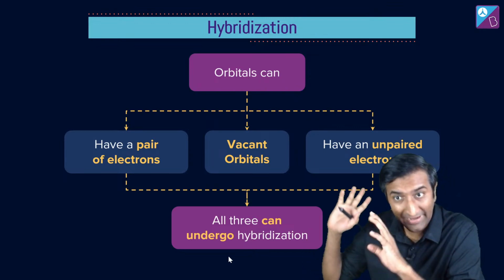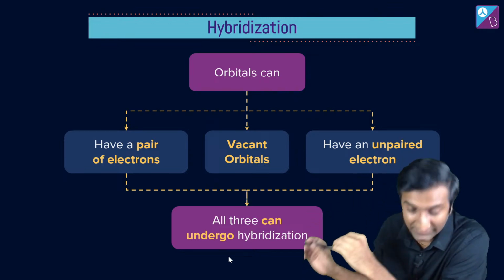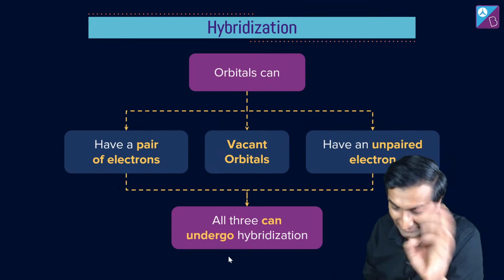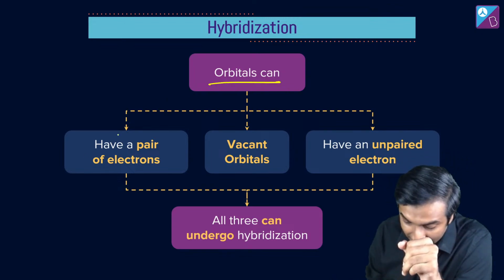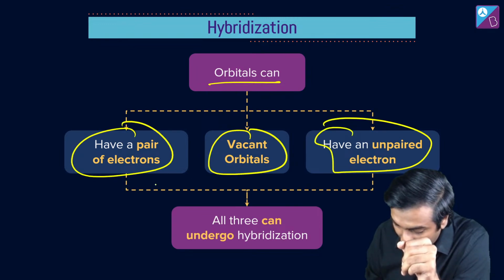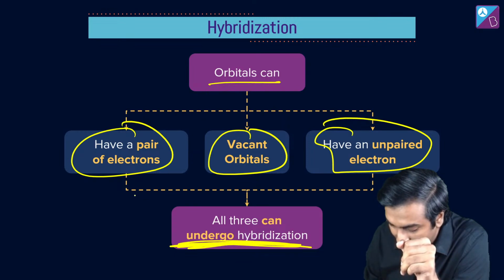So, again, recapping everything you've done so far, ताकि सब चीज एक जगह आपको मिल जाए. These notes as always will be on Telegram. You can take them. You don't have to write anything down. बस सुन लीजिए. These orbitals, they can have a pair of electrons, they can be vacant, or they can have an unpaired electron. Okay, and all of these three can undergo hybridization.